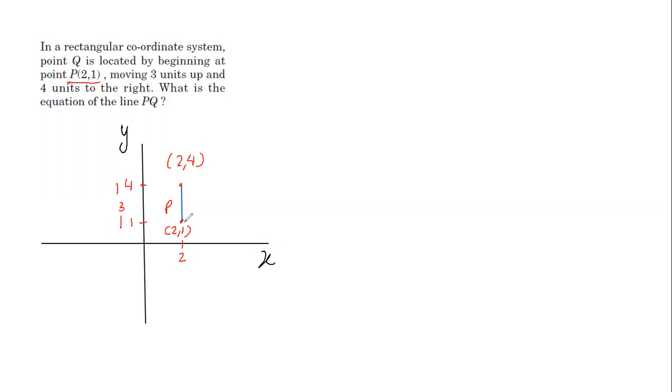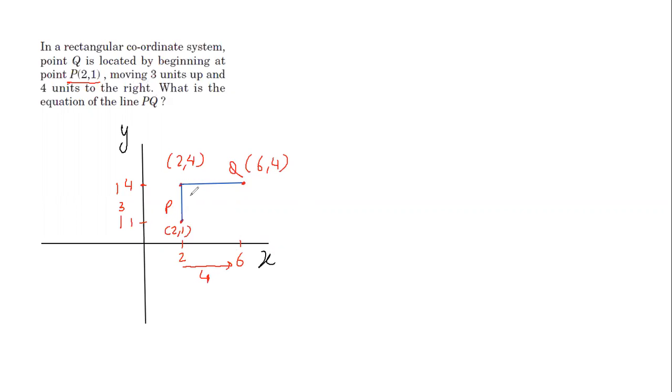Now what are they saying? They're saying go 4 units right. So let's follow the question and try to go 4 units right. If I go 4 units right, I'll reach this point. Basically I'll reach x equals 6, but the y coordinate is still the same. So this coordinate is actually 6, 4, and that's actually point Q.